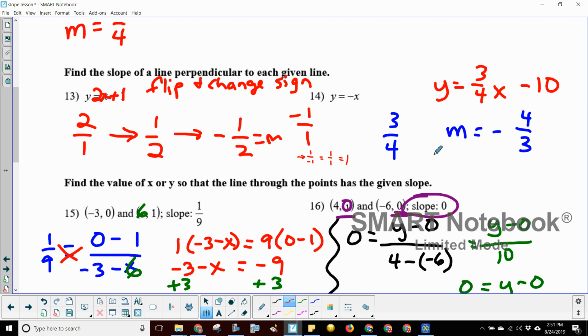So like I did this one. I said, look, we're here at y equals 3/4 x minus 10. 3/4 flips to 4/3, positive becomes negative.